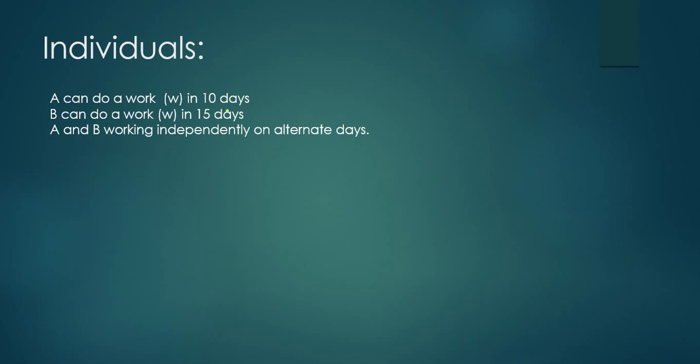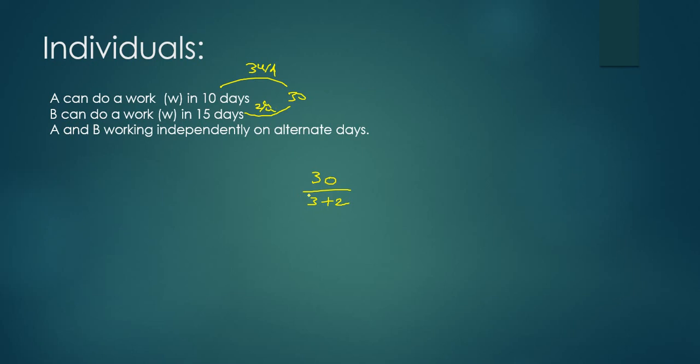A can do a work in 10 days, B can do a work in 15 days. A and B are working independently on alternate days. Simple. Assume the total work is 30. Per day A will do how many units? 3 units. Per day B will do how many units? 2 units. If A takes 10 days to complete 30 units, per day A will do 3 units. Similarly, B will do 2 units per day.